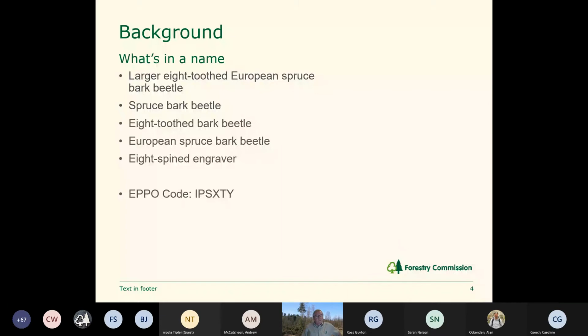So helpfully, it has its own code, the EPPO code, so that we all know exactly what we're talking about, and is more widely known by the scientific name Ips typographus. But there are also 2 other recognized scientific descriptions of this beetle.